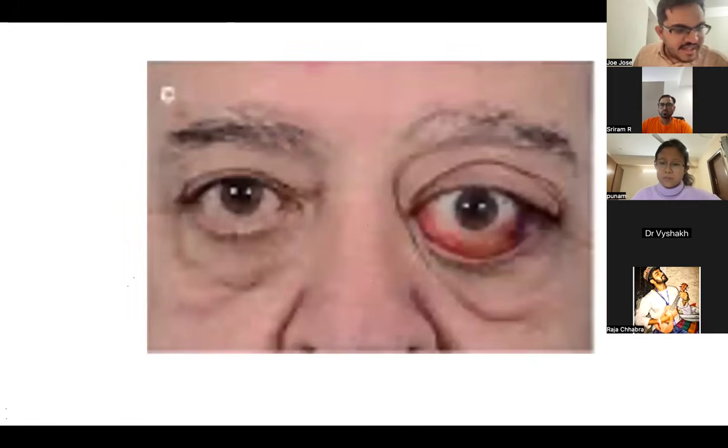So now moving on to the next question, we'll go to Dr. Chandana. So this is a 60-year-old. She presents with proptosis of the left eye since the last 6 months. Okay, what could be the DDs in a 60-year-old with proptosis?